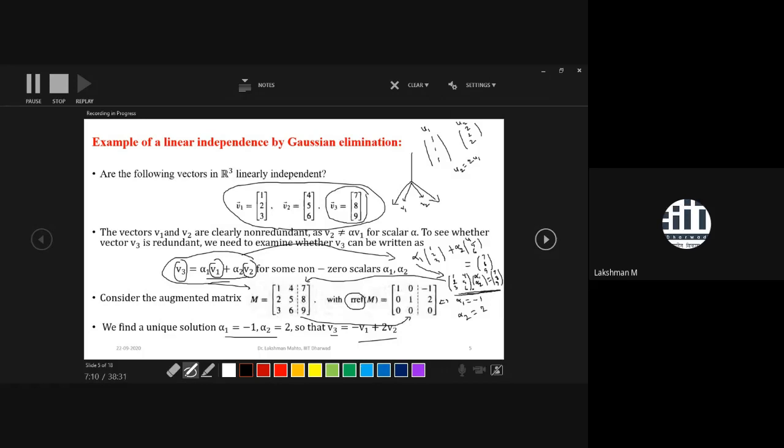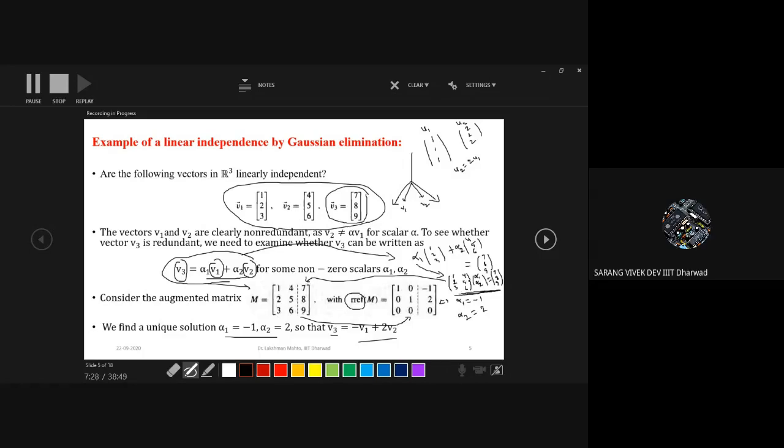So what is unknown here? Alpha 1 and alpha 2. You have to find alpha 1 and alpha 2. I have just replaced x1, x2 by alpha 1 and alpha 2. That is the difference between a system of linear equations and this system. Did you get the meaning?